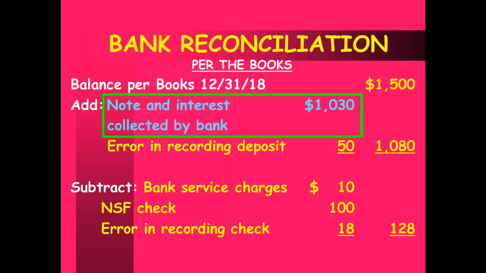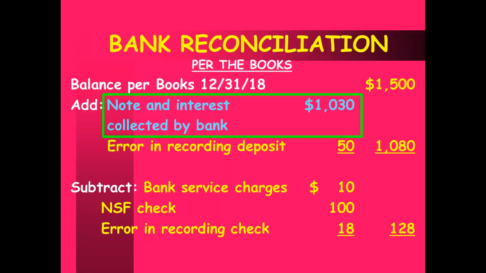The note and interest collected by the bank for me. All right, now we're adding that to the book balance, which means what? We need to make cash go up. We're going to debit cash. If you just write debit, put cash on the debit line, and let's leave the amount blank for right now, and let's fill in all the individual pieces for everything I need to add first.